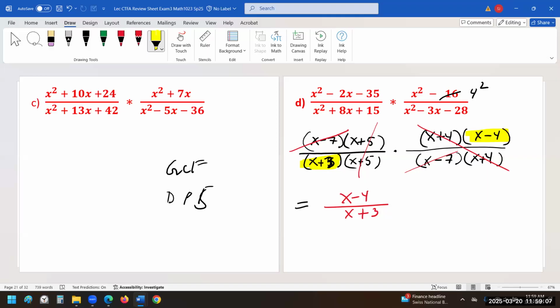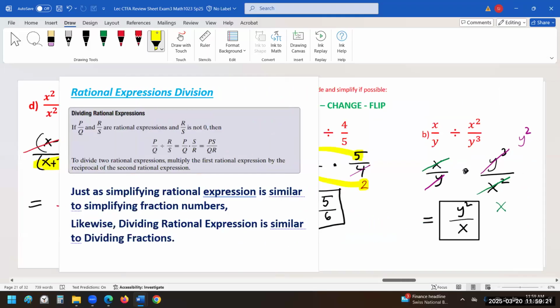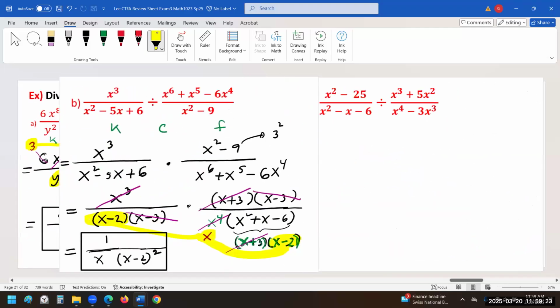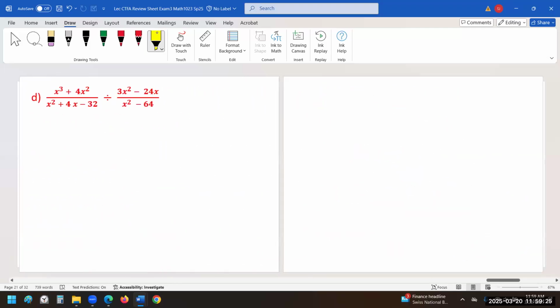So we did domain, we did multiplication. Now for division, it's the same thing with one more extra step. Before you go factoring, we are going to do keep, change, flip. That's the only difference between multiplication and division. So let's do one. Oh, I had two.